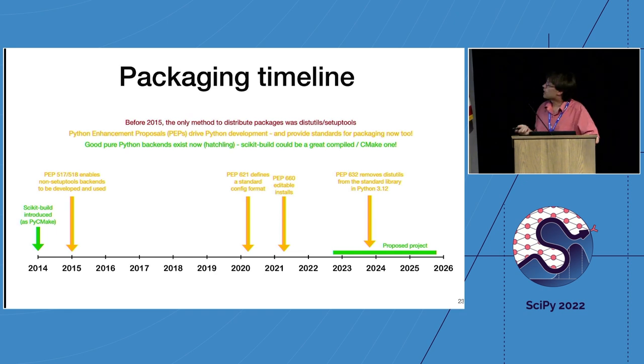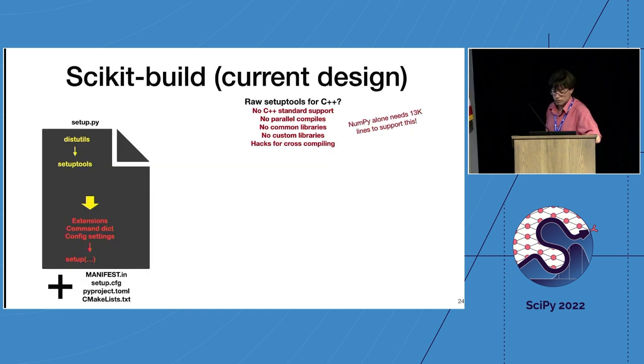So if you look at a timeline, you'll see that scikit-build was introduced here in 2014. And around 2015, we had the addition of PEP 517 and 518, which really changed the game for using something other than setuptools and distutils. And since then, we've had a variety of other PEPs that have come out that defined very important missing pieces, like a standard configuration format and editable installs, and of course, we are removing distutils from the standard library here. Now, there's a proposed project to work on scikit-build, and I'll be working on that over the next 3 years.